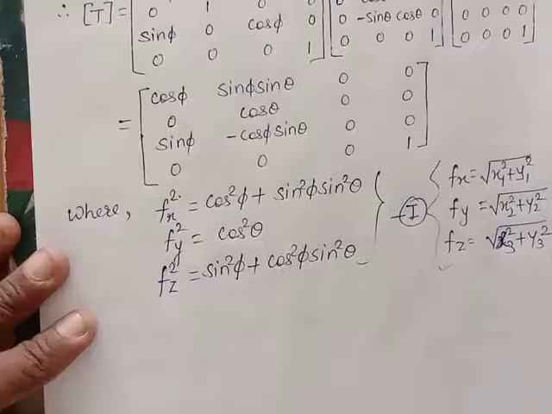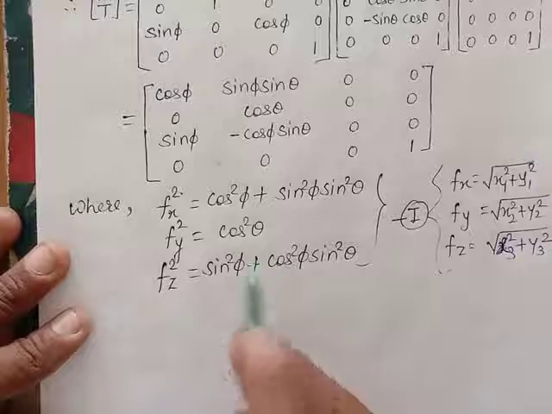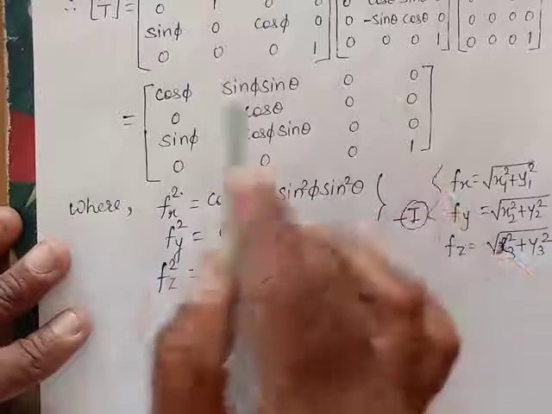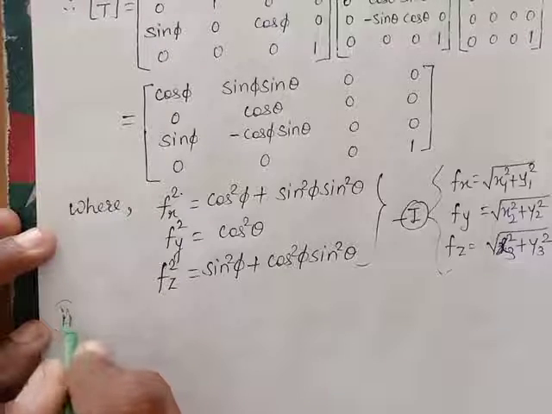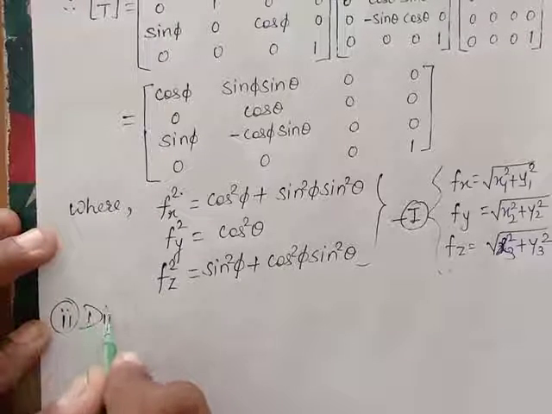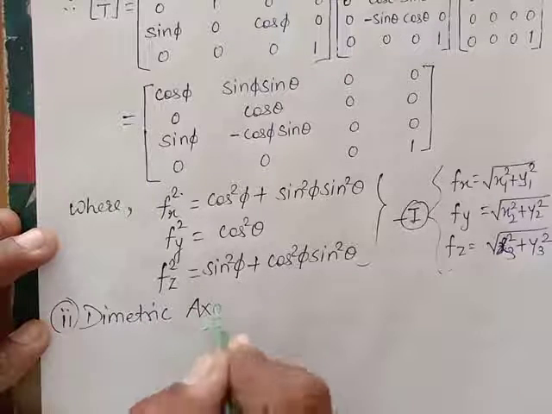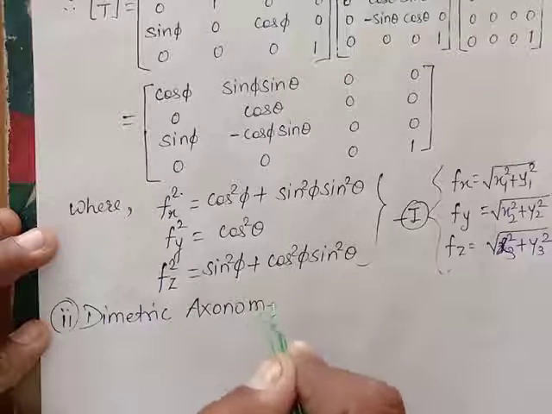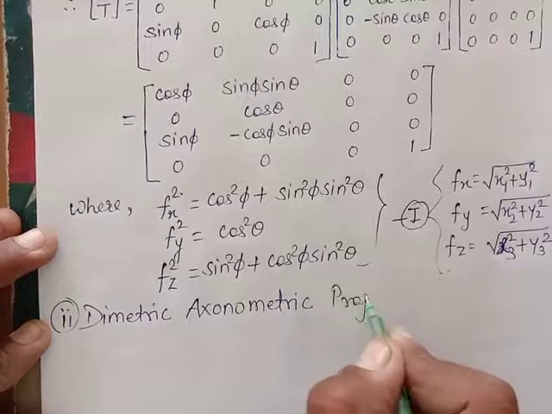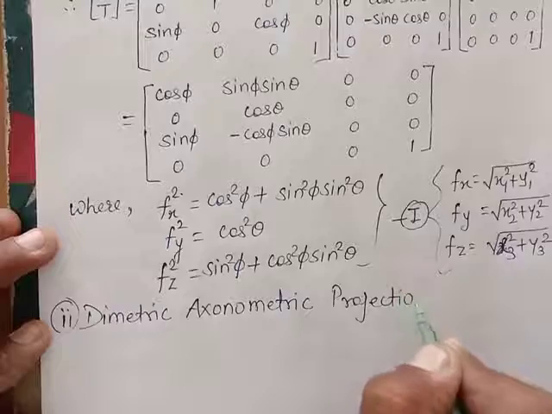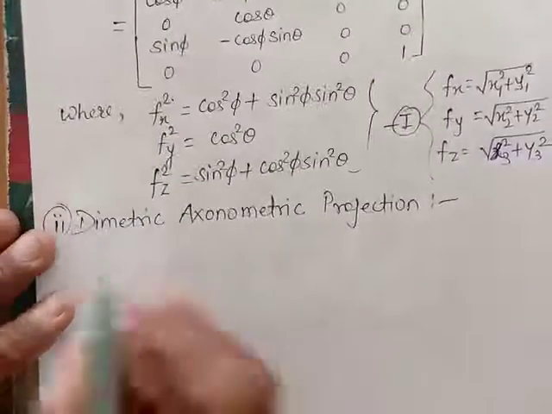Now, observe all these are what? Different. So, this is a matrix for trimetric axonometric projection. Now, the second one what? Diametric axonometric projection.